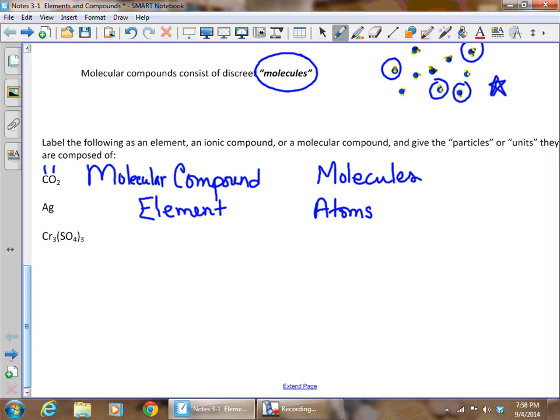Finally, the last one has chromium, sulfur, and oxygen. Both sulfur and oxygen are nonmetals, but chromium is a metal. So this compound is made up of both metals and nonmetals. It's a compound because there's more than one type of element in it, more than one type of atom. Since it does have a metal in it, it is an ionic compound. And remember, ionic compounds have that lattice structure, and we refer to the particles that it contains, if you will, as formula units.